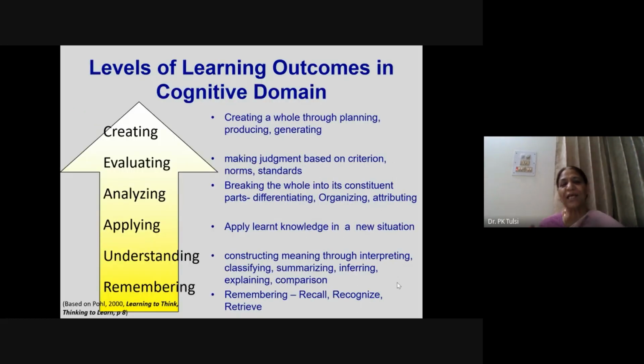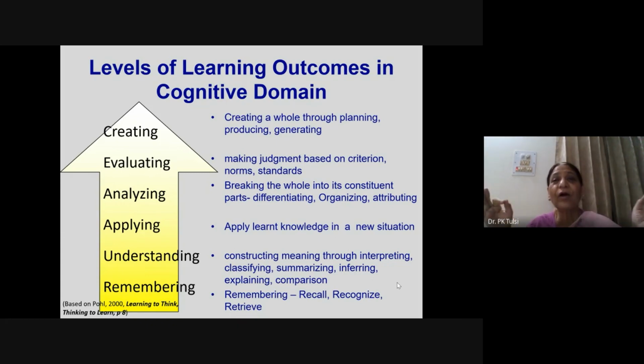Then comes the next higher level of learning outcomes, and these are at the level of analyzing. Now when we say analyzing, it simply means breaking down the whole into its constituent parts. Say somebody has written a program and you want to find out what is the mistake committed by the learner in that. You need to analyze that. There is a problem. You need to analyze that problem. What are the various factors that are impinging upon the problem? Or what is it that is leading to this particular situation?